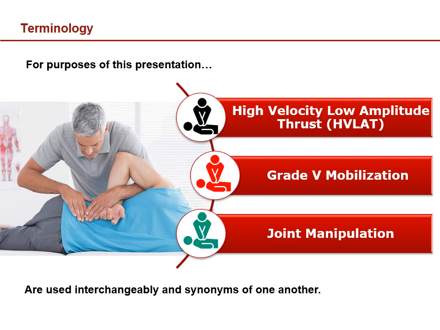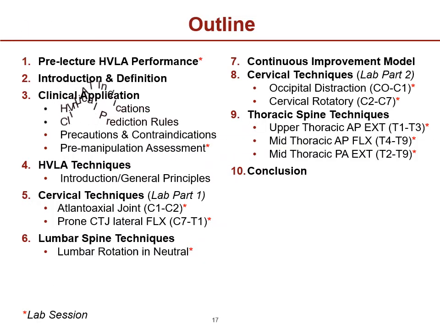And so for purposes of this presentation, these terms will be used interchangeably. The high velocity, low amplitude thrust, or HVLAT, grade 5 joint manipulation, or spinal manipulation will be synonyms of one another. All right, and so we're going to start off the presentation with the introduction and definition of HVLAT, and that will be presented by Taylor.